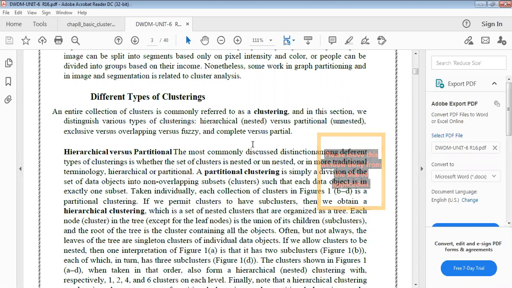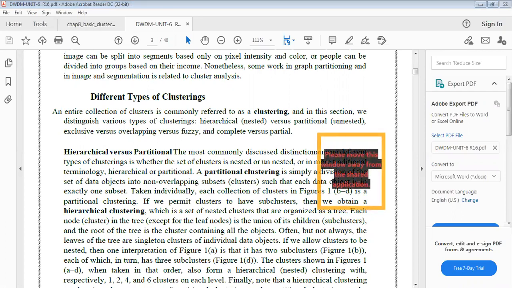Hierarchical clustering we represent from root node to leaf nodes, that is, in a nested manner, whereas partitional clustering divides in an unnested manner. So hierarchical versus partitional clustering, and exclusive versus overlapping versus fuzzy. Here you have to represent exclusive, overlapping, and fuzzy clusters. And the third type is complete clustering versus partial clustering. The most commonly discussed are the partitional techniques.